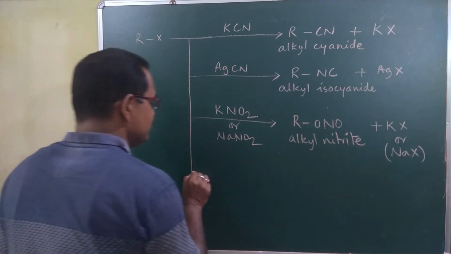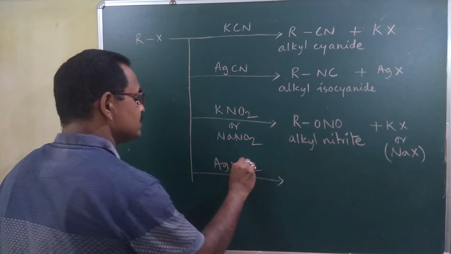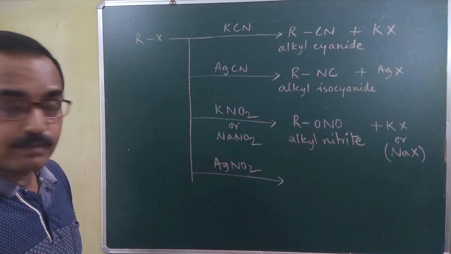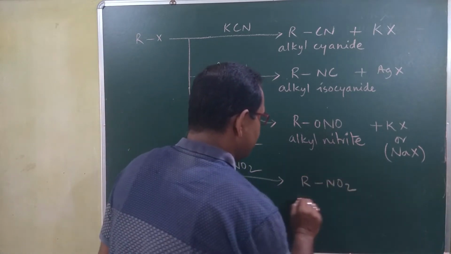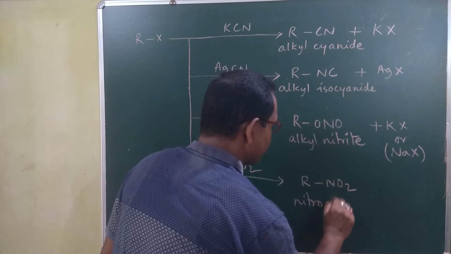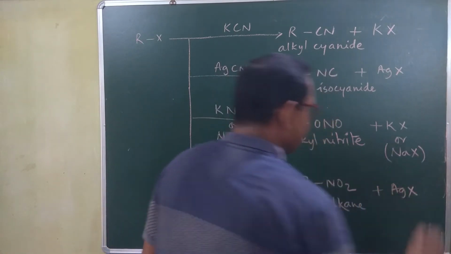But if we use AgNO2, silver nitrite, the product will be RNO2, nitroalkane, plus AgX.